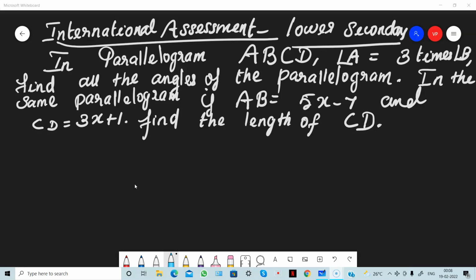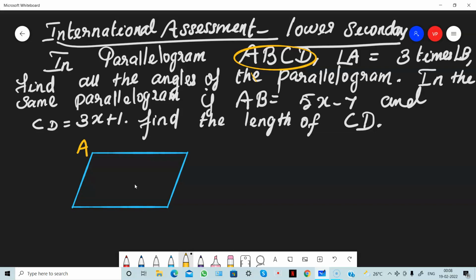See, look at the question. In a parallelogram, we have one type of quadrilateral. It is ABCD. First of all, you can draw a parallelogram. I hope this looks like a parallelogram. So the name of the parallelogram is ABCD. You can start wherever you like, so I write ABCD. What's the next one?